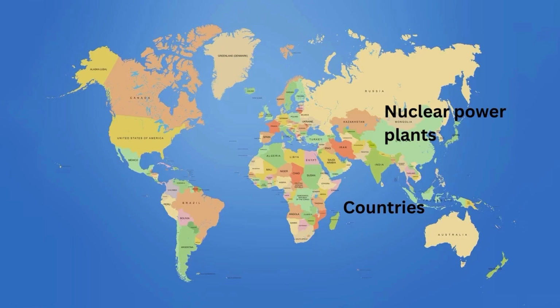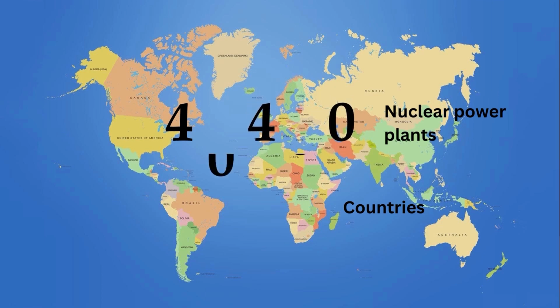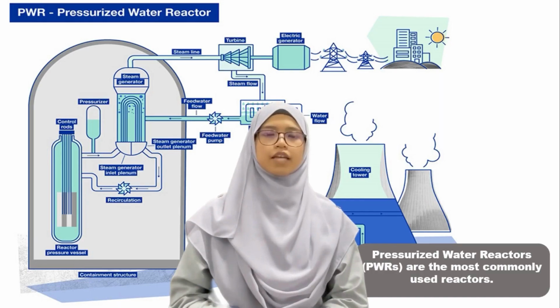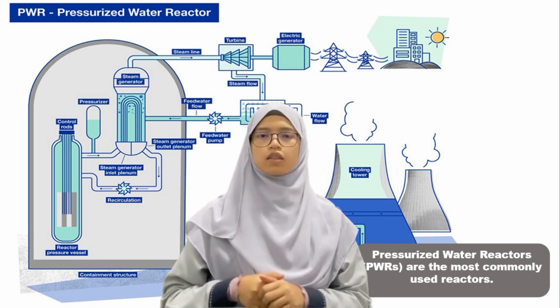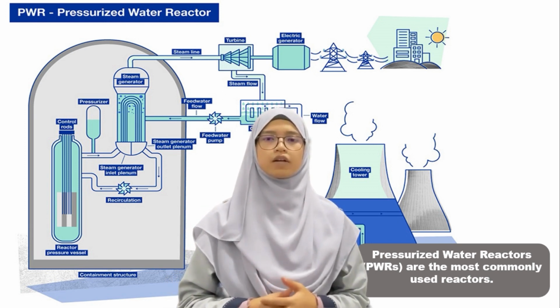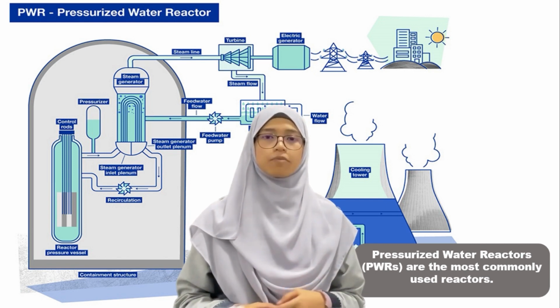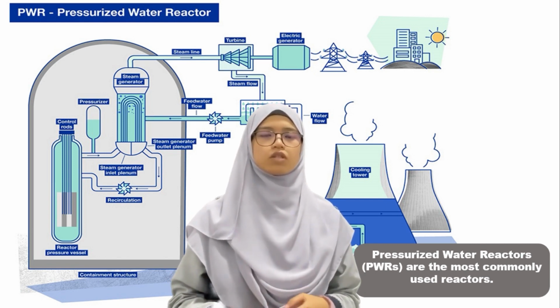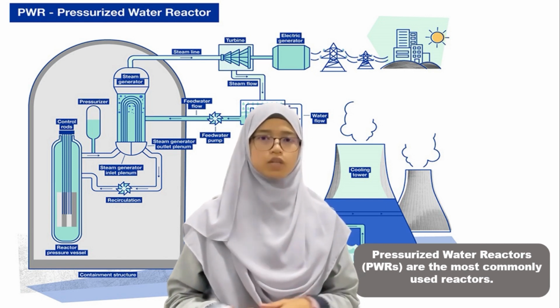Nuclear plants are being widely used across the world, and according to the World Nuclear Association, as of May 2023, there are about 440 nuclear power reactors operating in 32 different countries. The most common type of nuclear power reactor in the world is the pressurized water reactor, or PWR. A PWR is a type of reactor that uses water as the moderator and coolant.